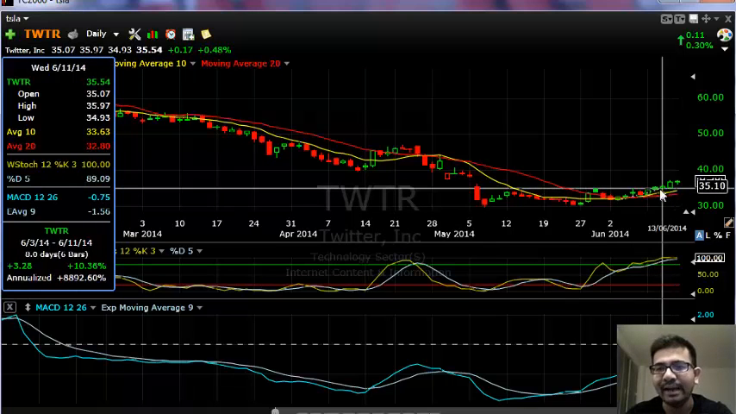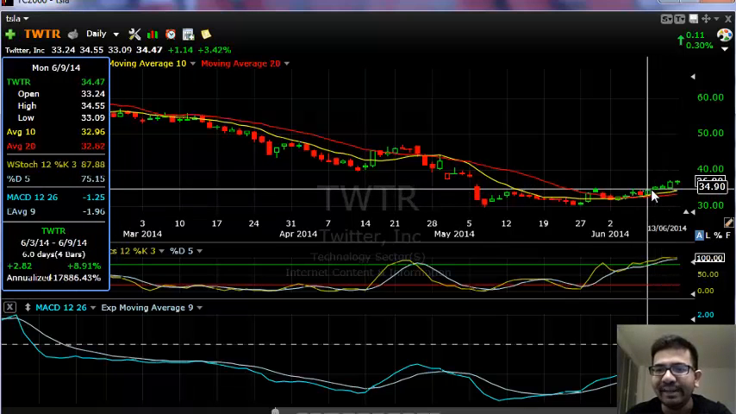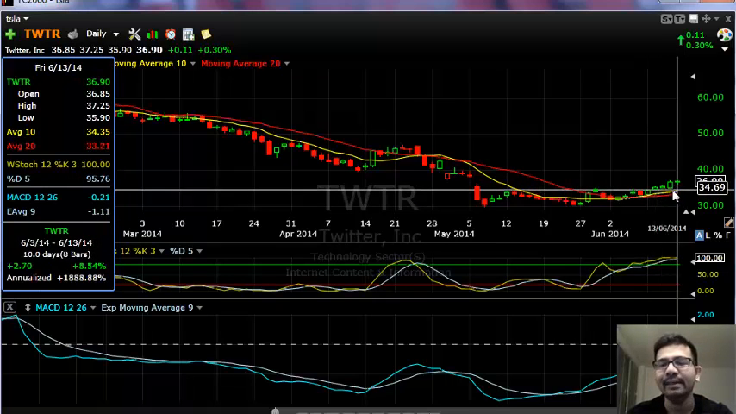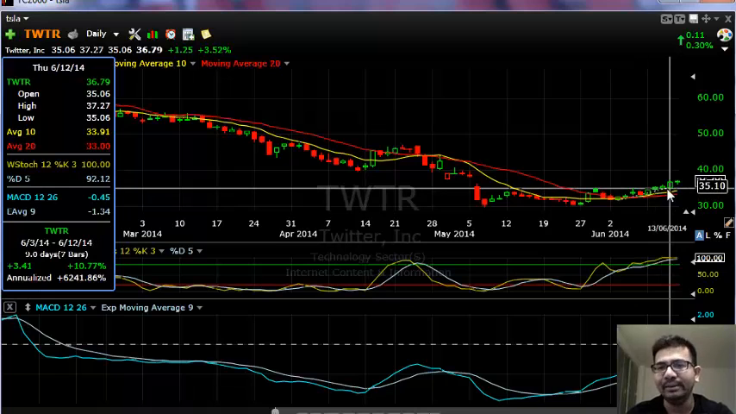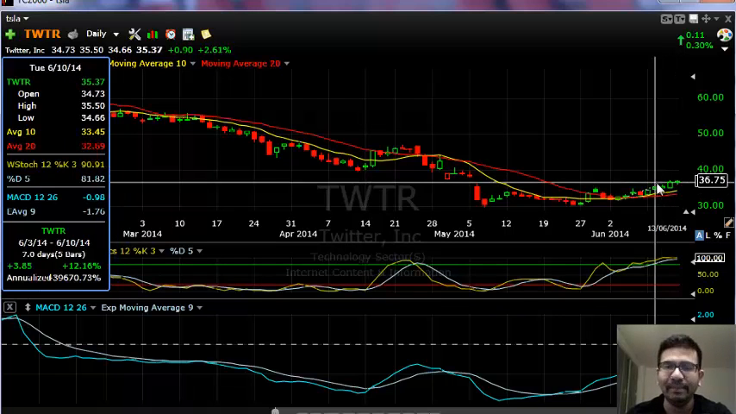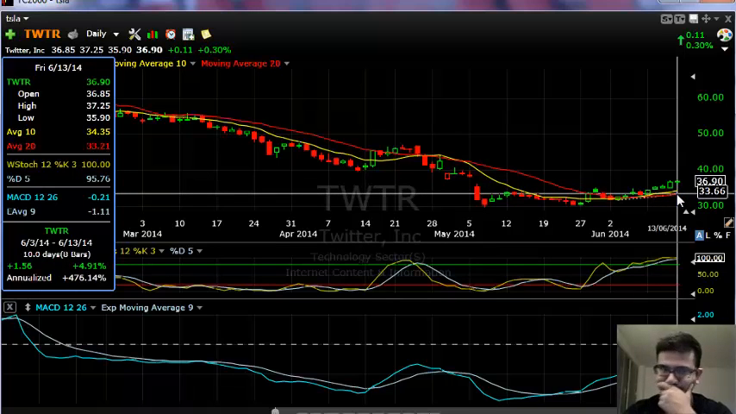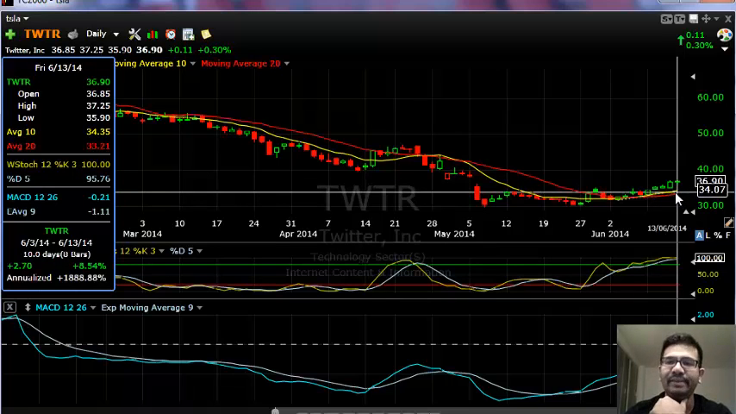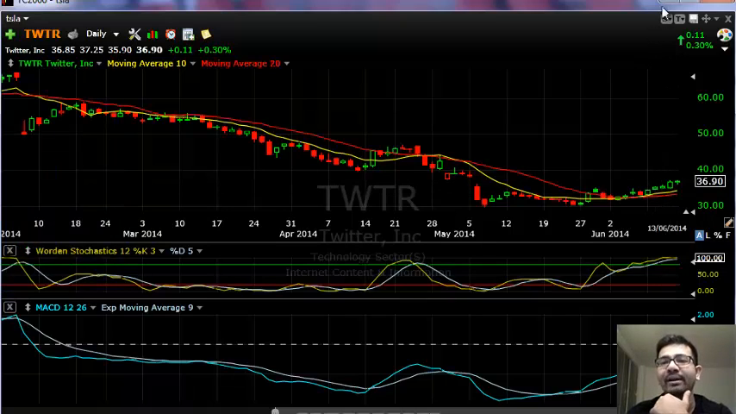It went sideways. Still it was holding the support area here, 34.90 area, it's consolidating and it's holding here. But again, it has some resistance at this area around 36.85 area. If it can break 34, maybe it will try to go a bit higher.